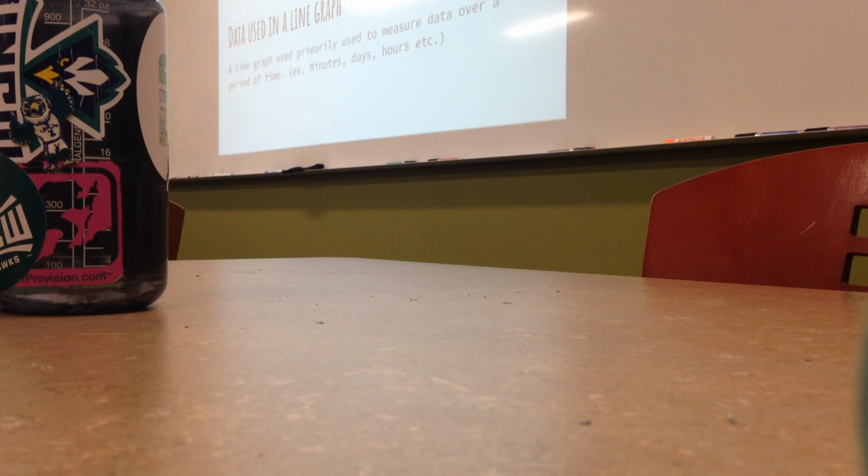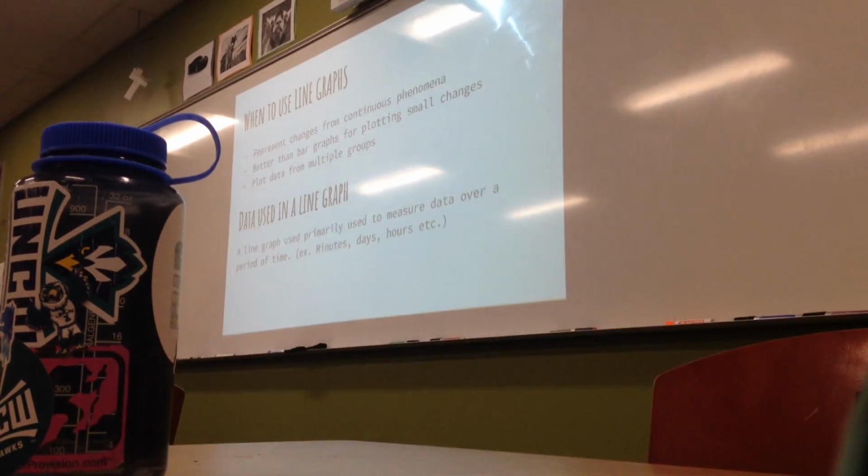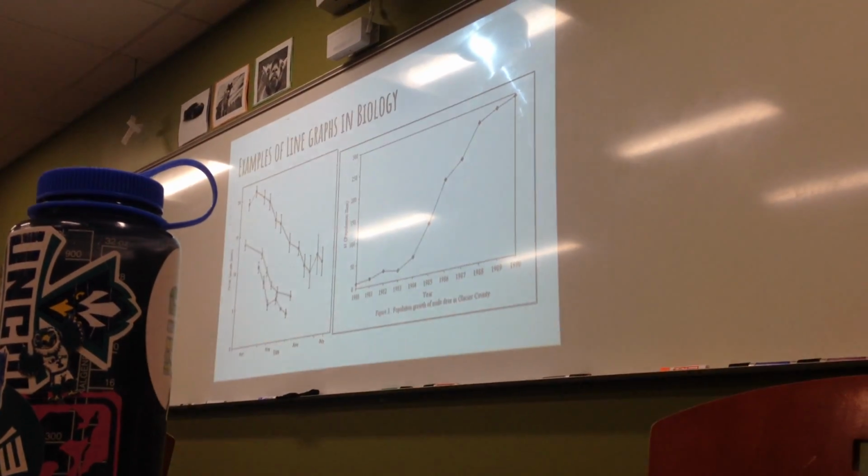Multiple groups. Data using the line graph. Line graph is primarily used to measure data over a period of time, so change over time: minutes, days, hours, etc. These are line graphs that we might see.